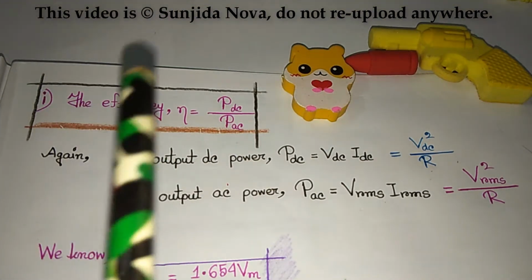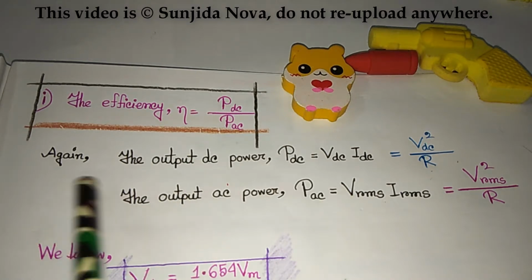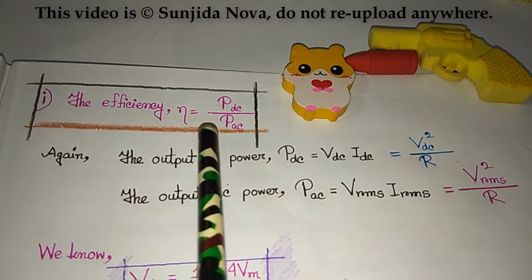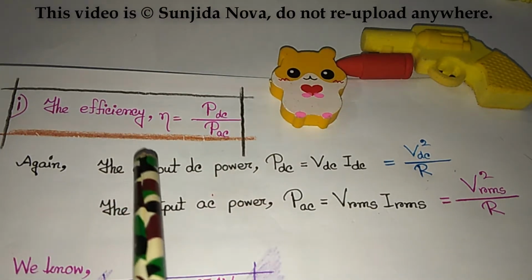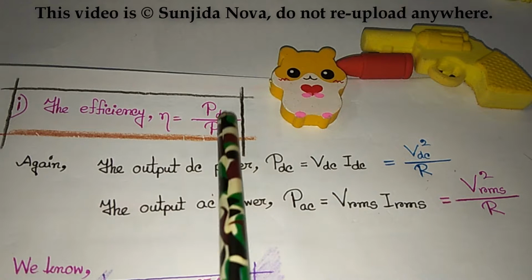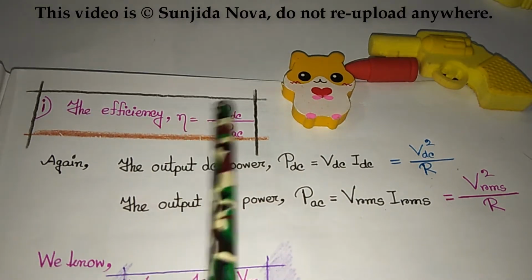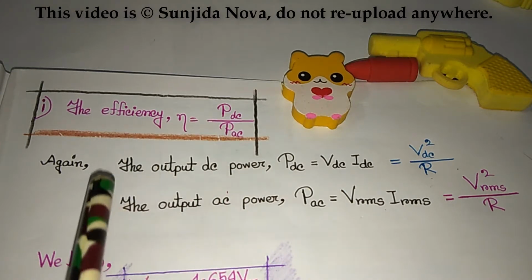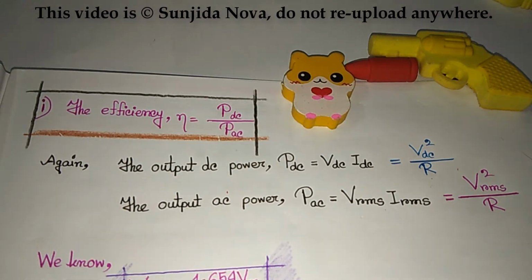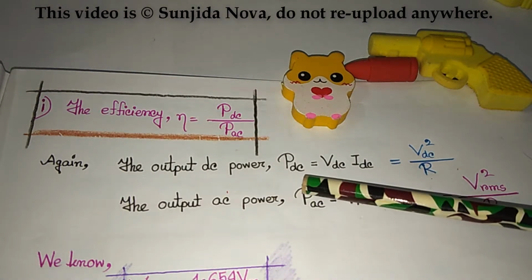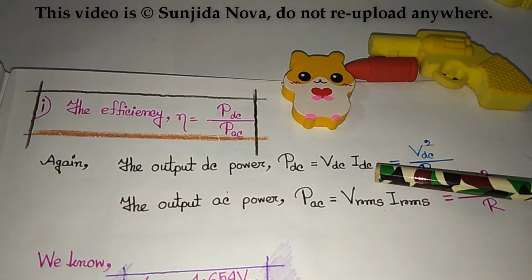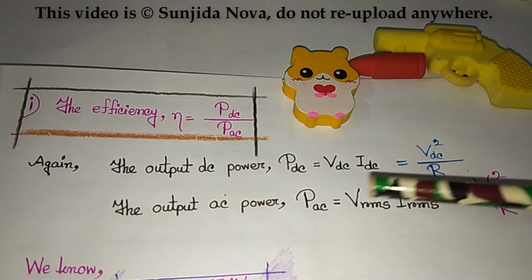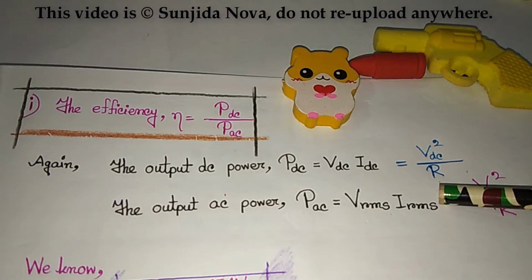At first we have to calculate the efficiency, and we know the efficiency eta equals the output DC power divided by the output AC power. So we can write efficiency equals PDC divided by PAC, where PDC is the output DC power and PAC represents the output AC power. Again, we can write PDC equals VDC into IDC. And in case of AC power, PAC equals VRMS into IRMS.